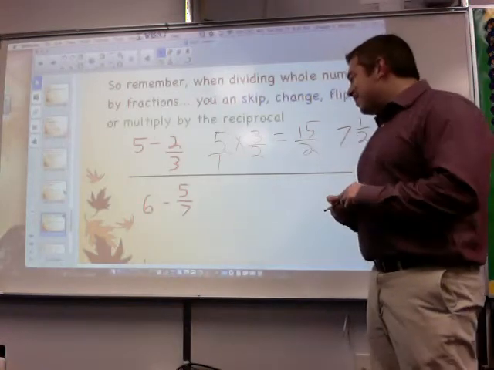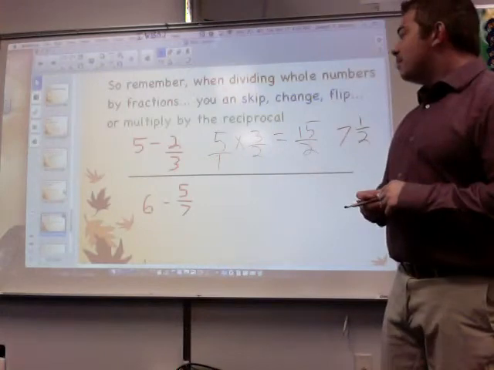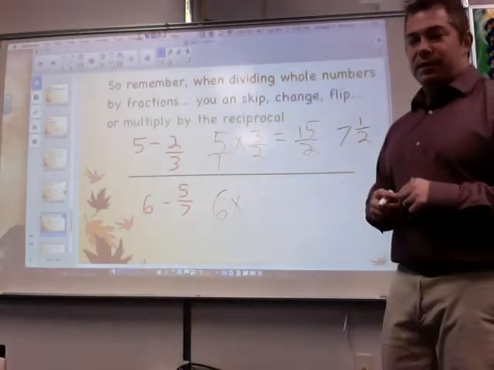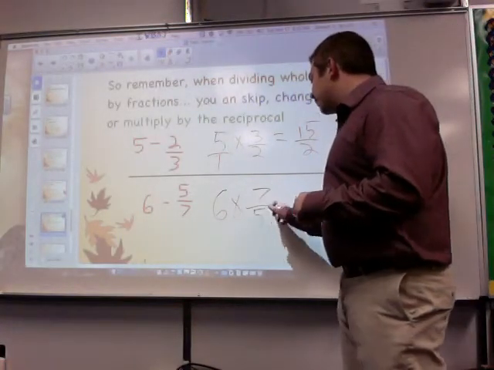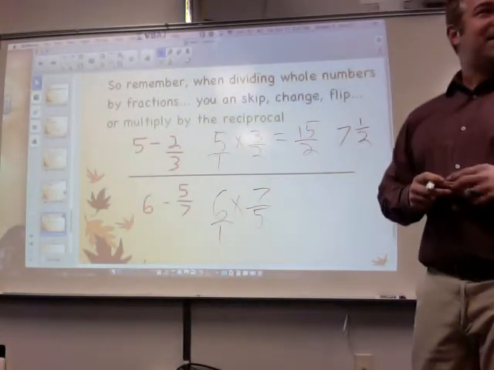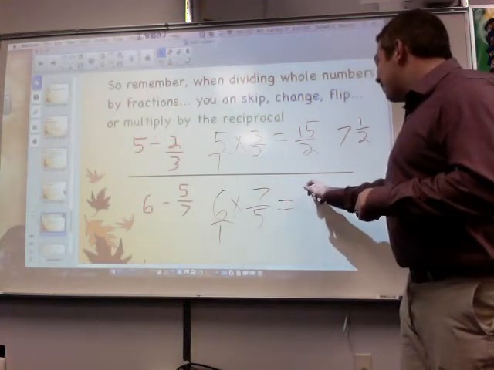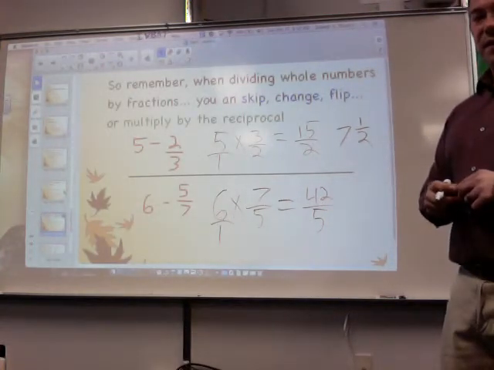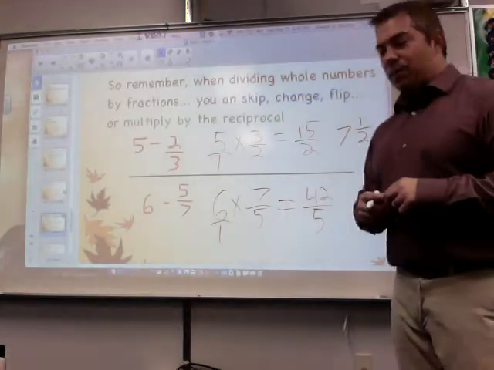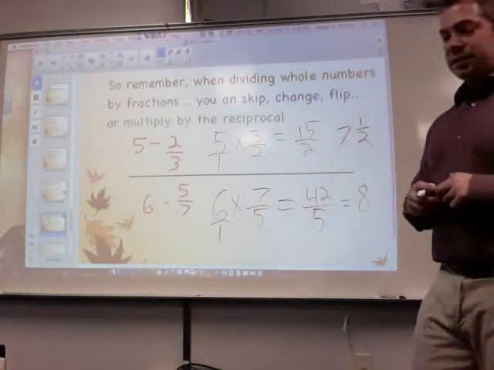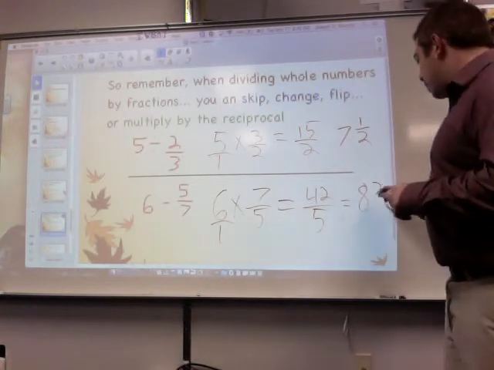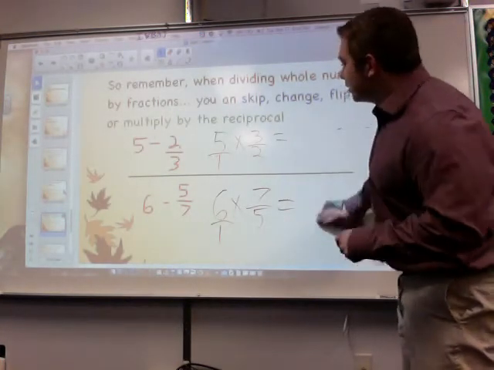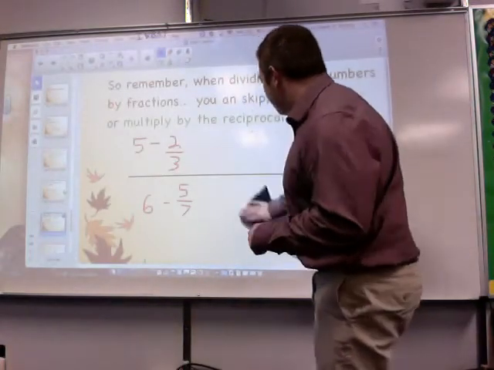All right? So now on this one, I'm going to multiply by the reciprocal. So 6 divided by 5/7, I'm going to do 6 times the reciprocal of 5/7, which is 7/5. And 6 goes over 1. What is 6 times 7? 6 times 7 equals 42. And 1 times 5 equals 5. How many times can 5 go into 42? Well, 5 goes into 50 10 times. It goes into 40 8 times. And I have 2 left over because 40 is 2 away from 42. So I'm left with 2/5. Okay? So the key point tonight is to remember to either skip, change, flip, or multiply by the reciprocal, which both mean the same thing.